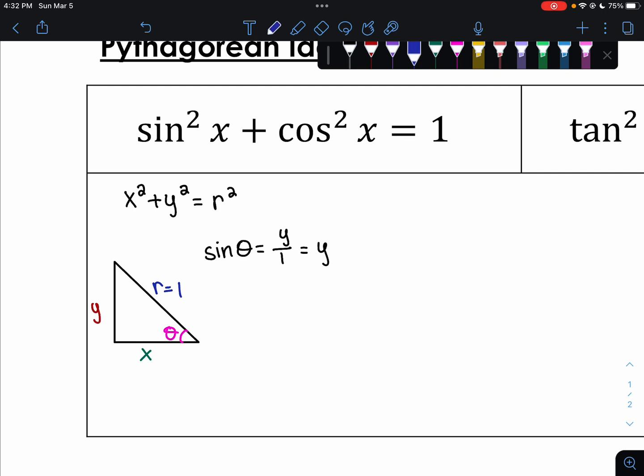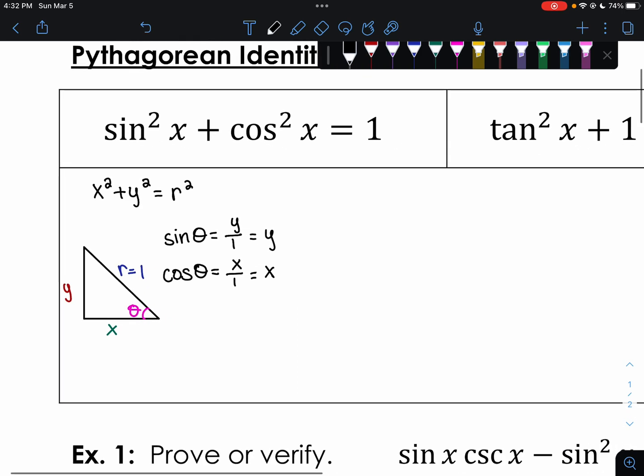Okay, and then I have cosine theta, which is equal to adjacent over hypotenuse. Adjacent is side x. The hypotenuse is 1. And that's telling me that cosine theta equals x. So if I plug that into the Pythagorean theorem, it gives me sine squared plus cosine squared equals 1. Okay, so that's how we get the first one. Now, the other two come from doing operations on this original Pythagorean identity. So I'm going to show you how we get those.